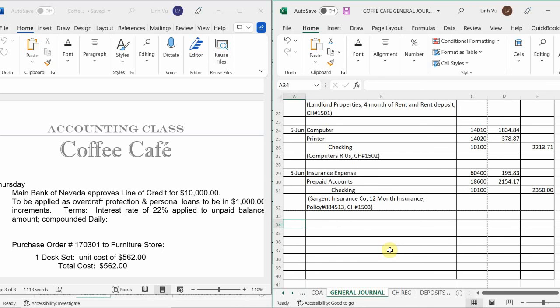So in this case, where else do you think is a perfect place that I can put this extra piece of information? Where can I put this information? In your journal? The journal's only meant for transactions. The general ledger or subsidiary ledger? Subsidiary ledger, because in this case, we got approved of a line of credit from Maine Bank of Nevada.